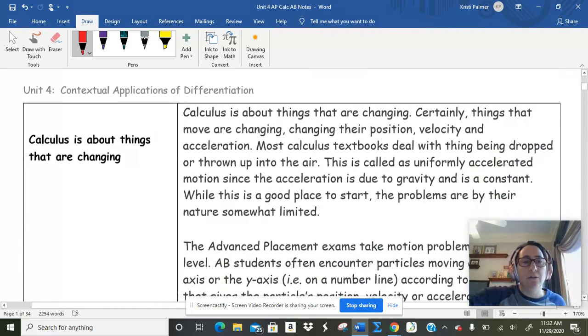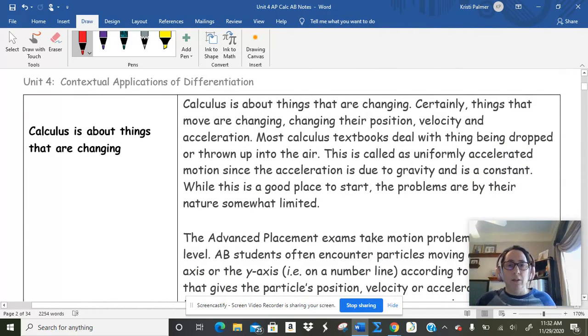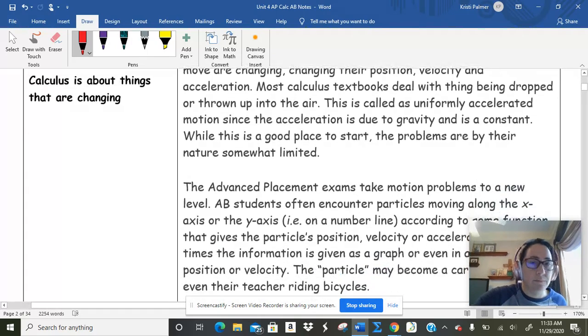Okay, so I have this little blurb here about calculus, and I'd like for you to go ahead and read it. And you can pause me and then unpause after you have read it.